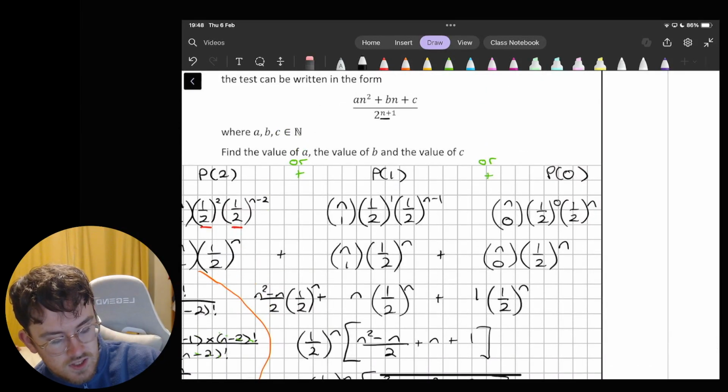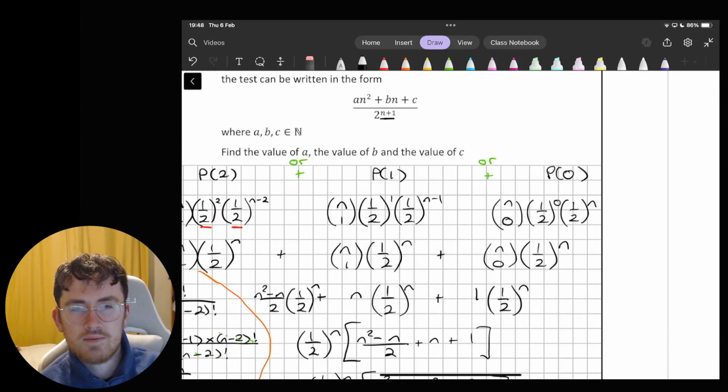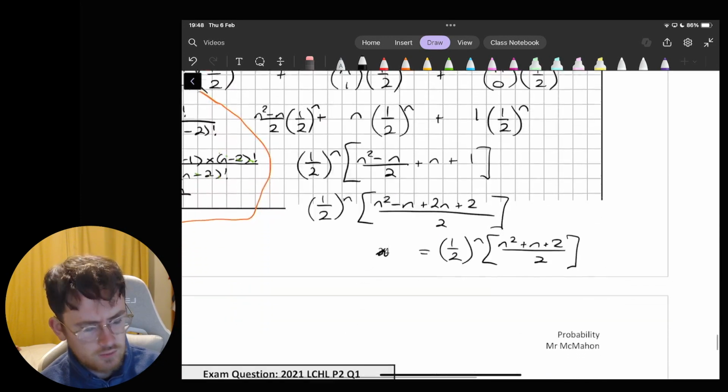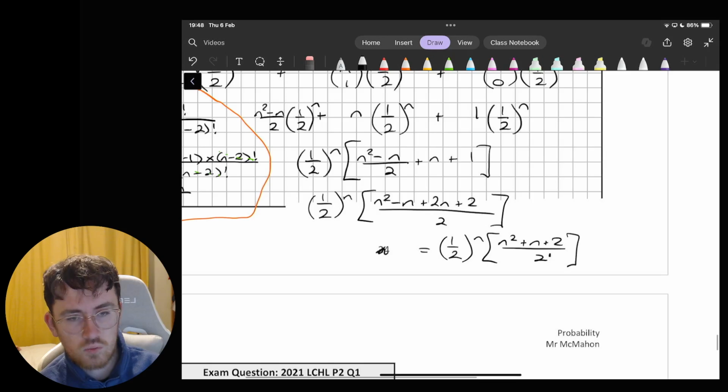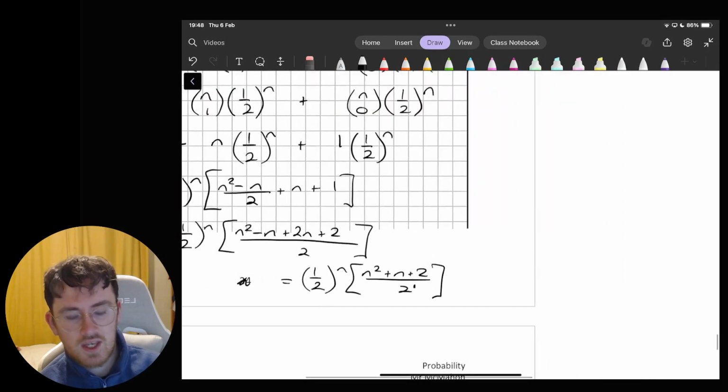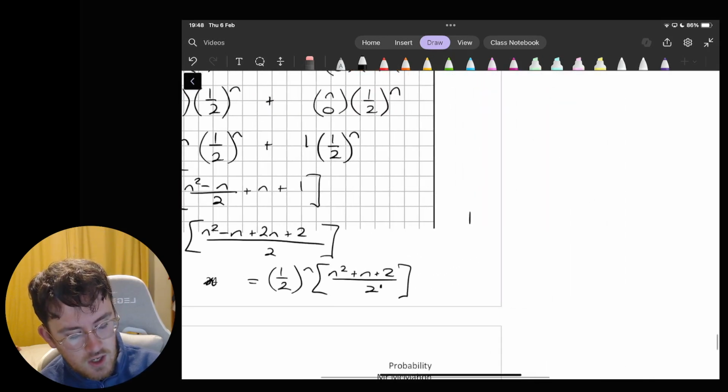I do note that the format on the bottom is 2 to the power of n plus 1, and what I have at the moment seems to just be 2 to the power of 1. So maybe there's something I can do with the half to the power of n. Well, applying my indice rules would say that can be 1 to the power of n over 2 to the power of n. 1 to the power of anything just stays at 1, so it becomes 2 to the power of n.